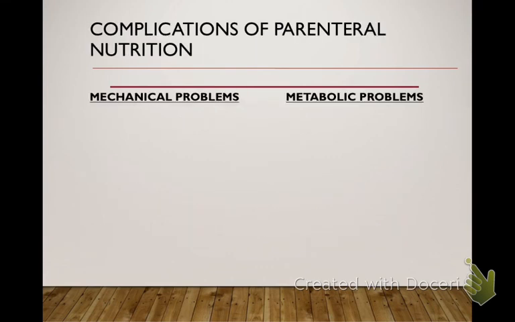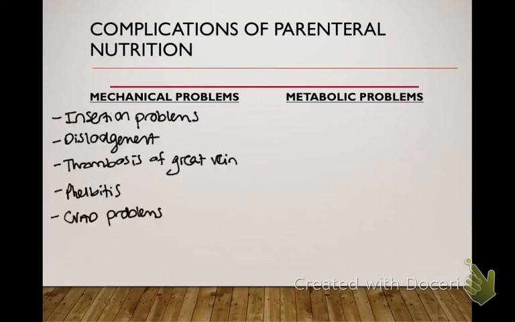So what are some complications? This is our job, right? We give it to them, and then we have to make sure that they do okay. There can be mechanical issues, basically inserted wrong, and we're going to talk about that. The line becomes dislodged. They get thrombosis. They get irritation of the vein. Maybe the pharmacy put 30%, we didn't check, and we're using a peripherally inserted IV that can only do 20%. So they can irritate that vein.